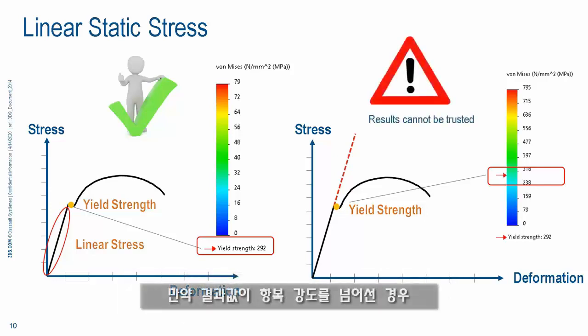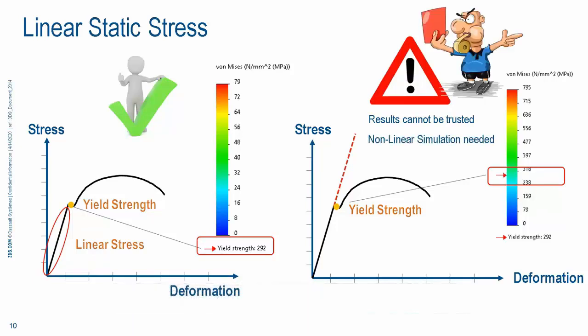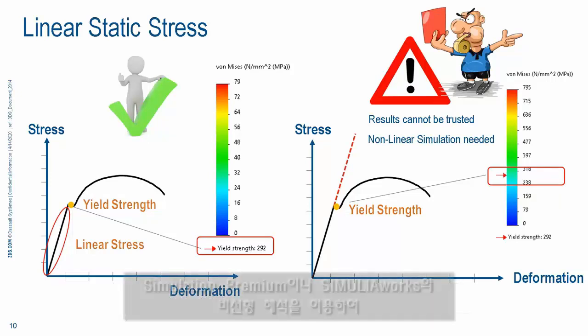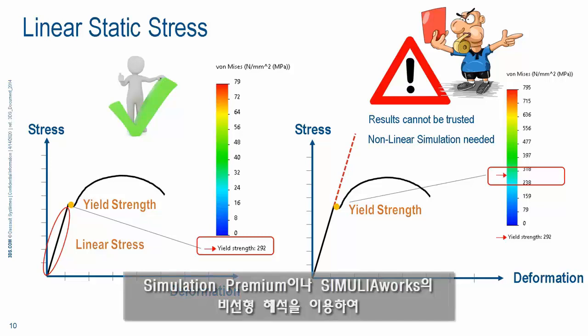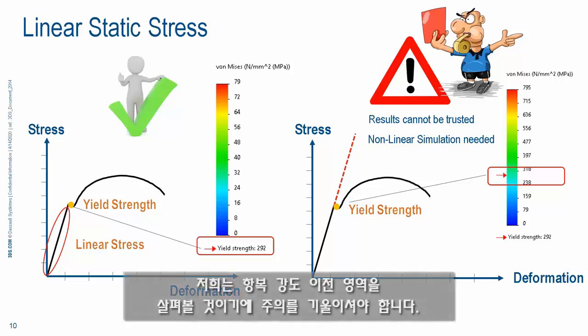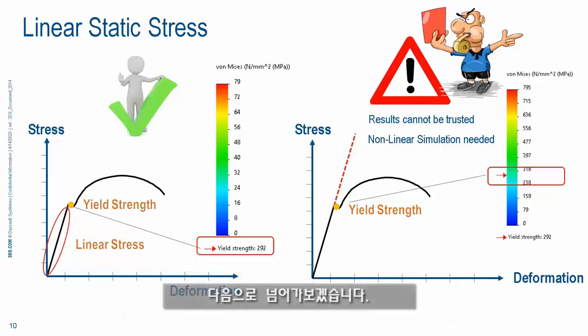So pay attention here if you have passed the yield strength in any way in the result, because we cannot really trust the result since it's a linear curve that we're working on. So if you have passed this and want to have a result on this, you need to use the non-linear simulation using Simulation Premium or the SIMULIAworks products to get the correct result here. So pay attention to the yield strengths. We want to be under that. Okay, let's move on.